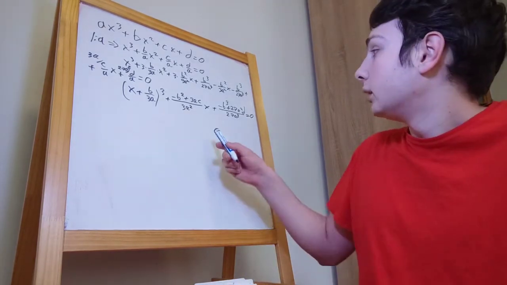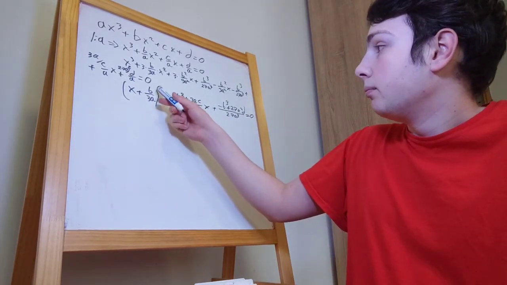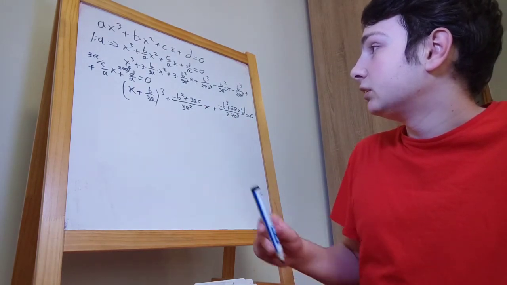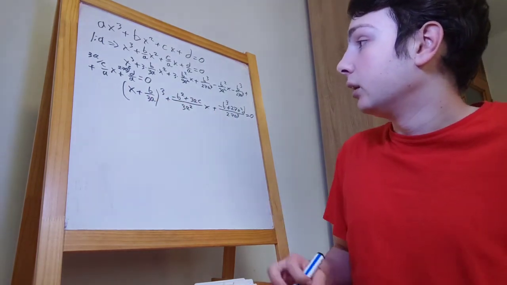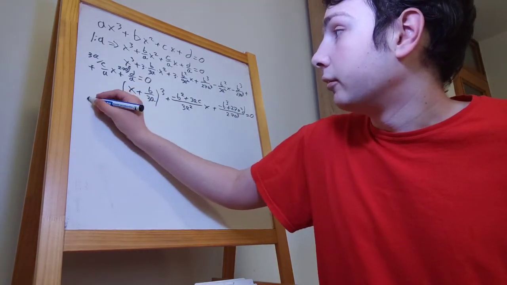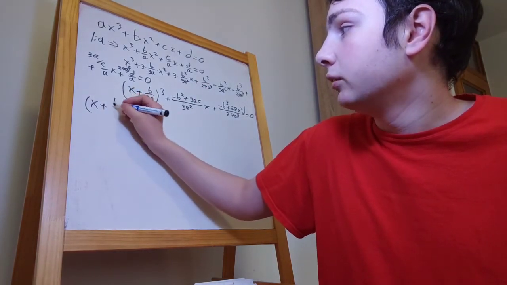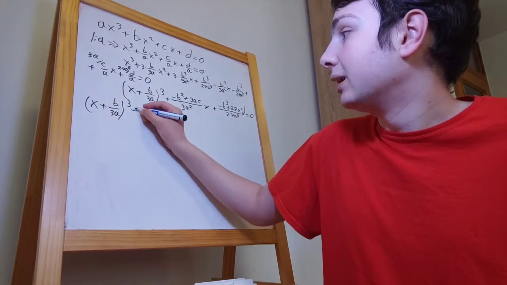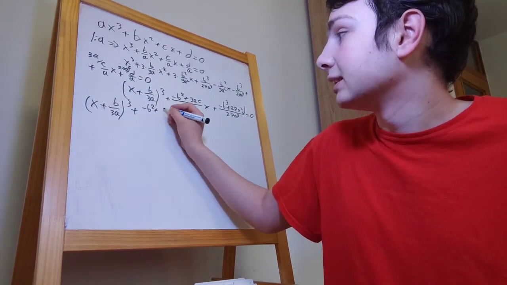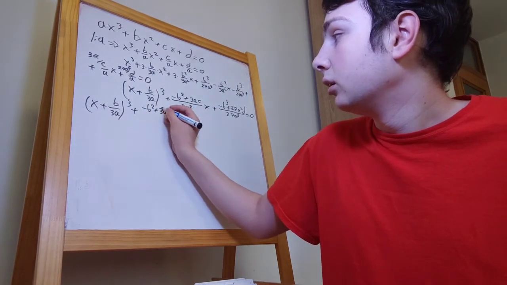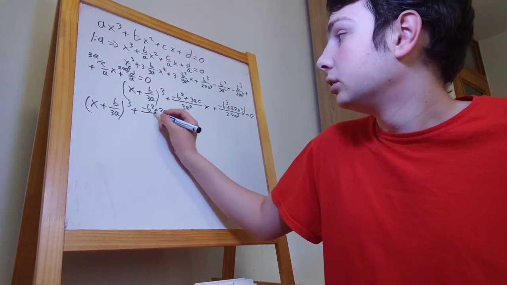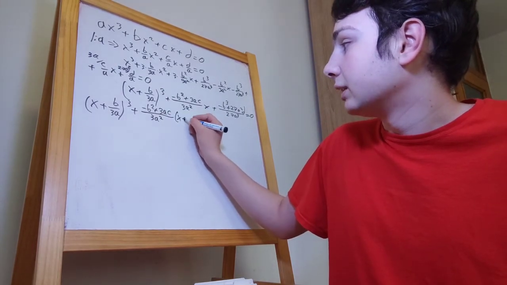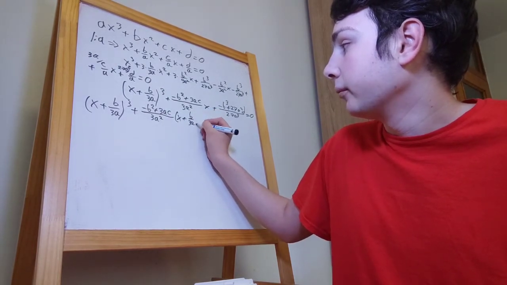Next, we forcefully add b over 3a times this, so that we can have an equation with respect to x plus b over 3a. So we have (x plus b over 3a) cubed plus (minus b squared plus 3ac) all over 3a squared times (x plus b over 3a).